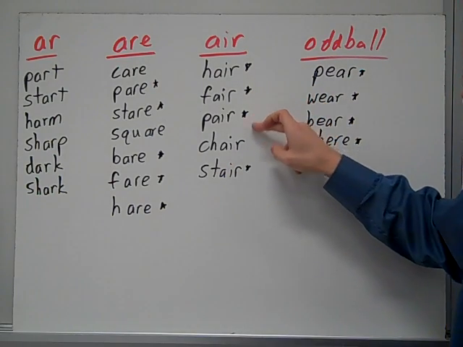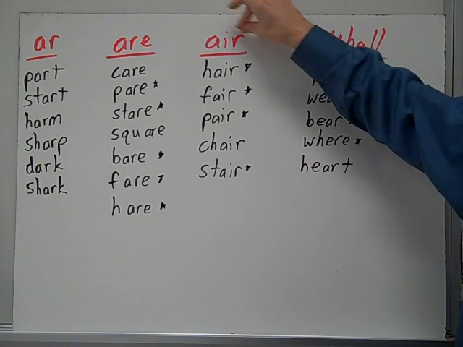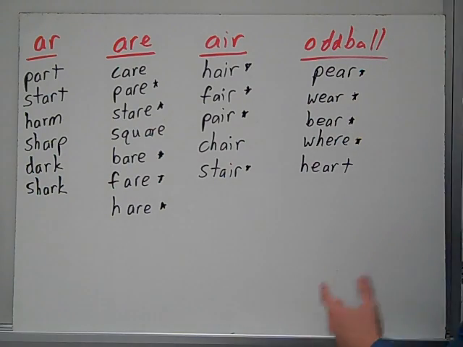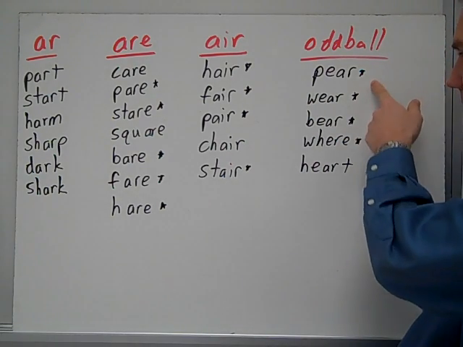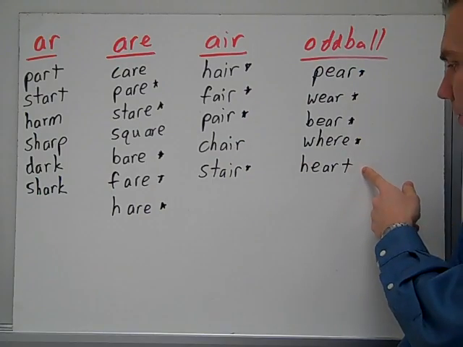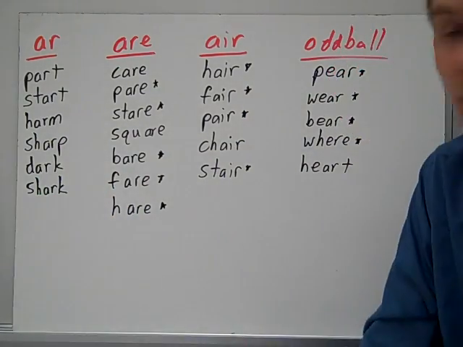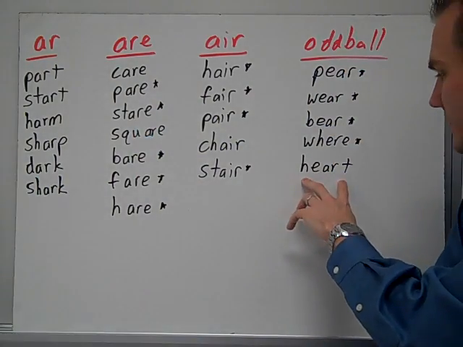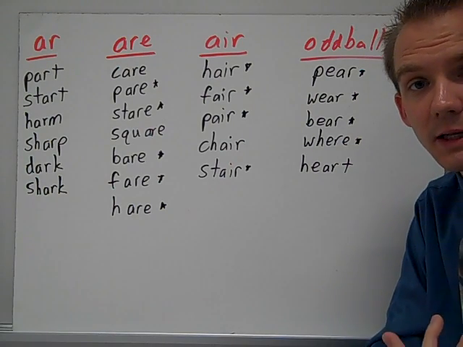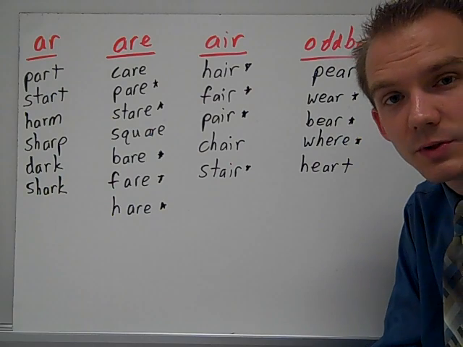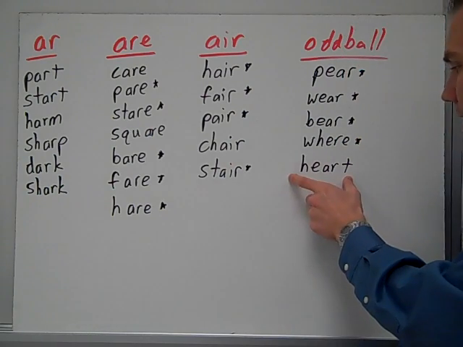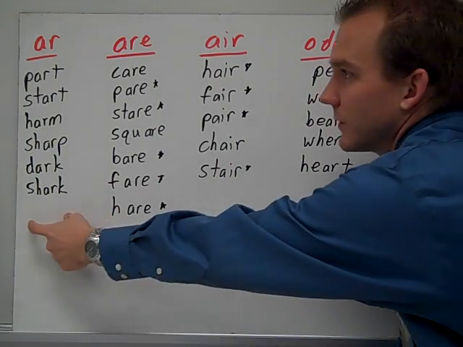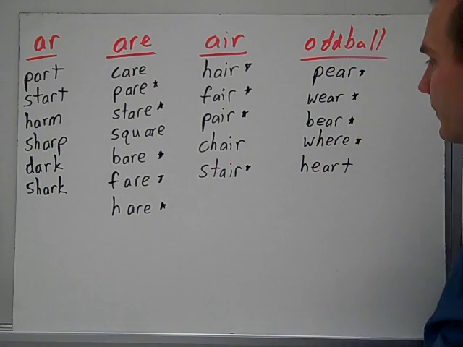Hair, fair, pair, chair, and stare, all in our AIR column. And then our oddballs. I'm going to start explaining the oddballs, then go over the homophones. So the oddballs are oddballs because you have pear, where, bear, where, and heart. Heart is one of our short R words, but it has EA instead of just AR. The reason is because there's a homophone called hart. It's spelled H-A-R-T. It used to be used to mean a male deer, and that's why they put the E here to represent heart, the body part, and they just use a different spelling, but they kept the same sound. So it would fit there, but it has that E, which makes it an oddball.